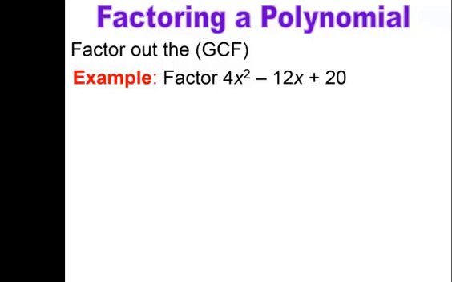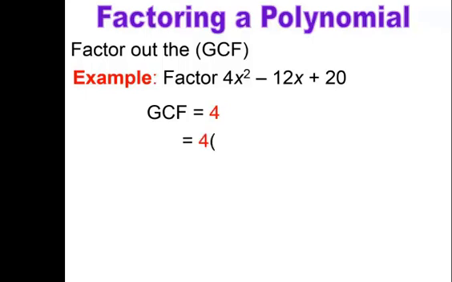So we're asked to factor out the greatest common factor, and in this case, all I have for the greatest common factor is 4. 4 divides into itself, it divides into 12, and it divides into 20. So 4 would be my greatest common factor. There's no variable part for this GCF because 20 doesn't have a variable with it. So I won't have a variable part.